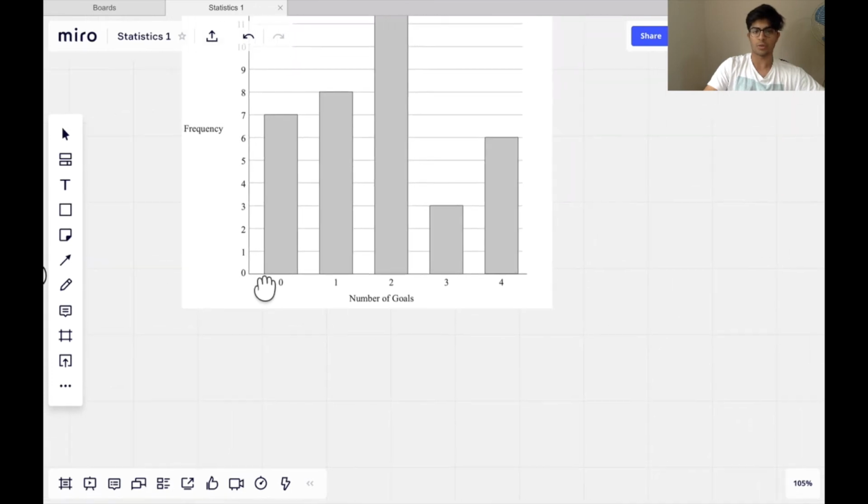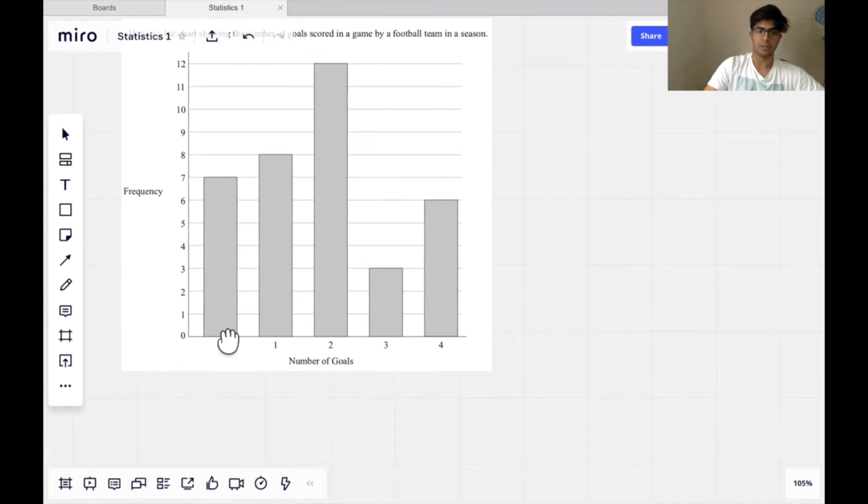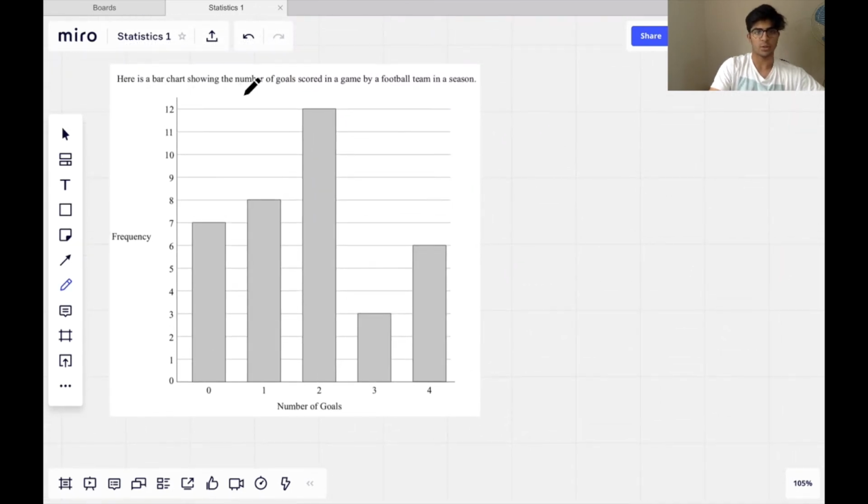So this is a bar chart. Here it even says, here is a bar chart showing you the number of goals scored in a game by a football team in a season. So the times they scored 0 goals was 7. The times they scored 1 goal was 8. So I presume 8 matches. And 12 matches, 3 matches, and 6 matches. And so this is basically what a bar chart is.